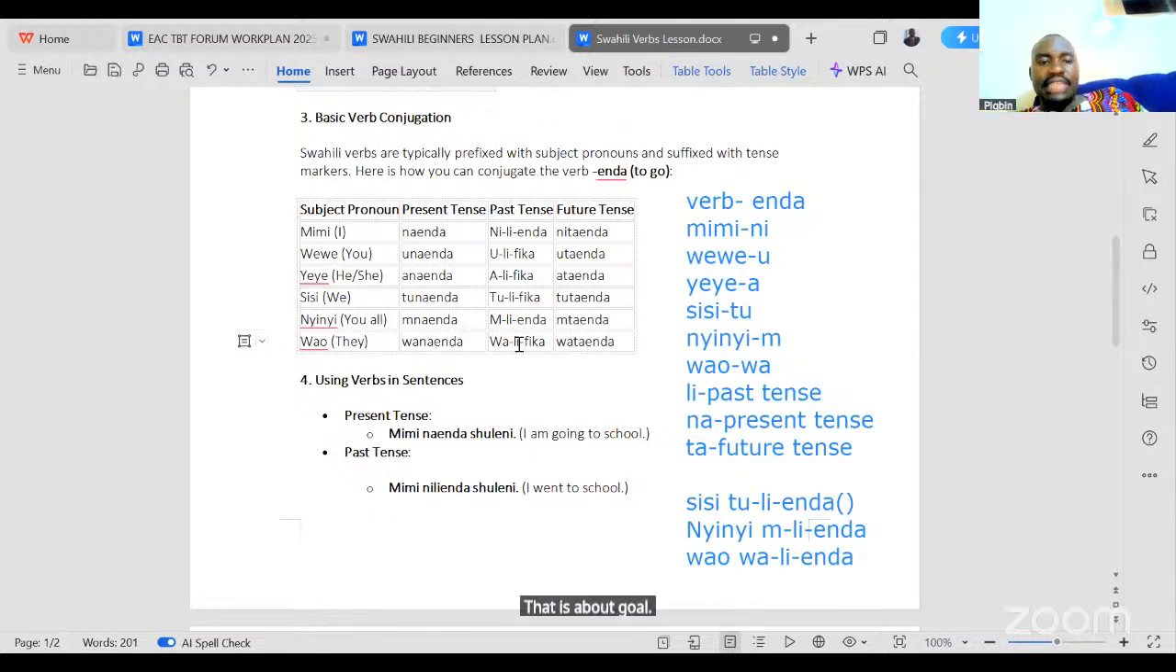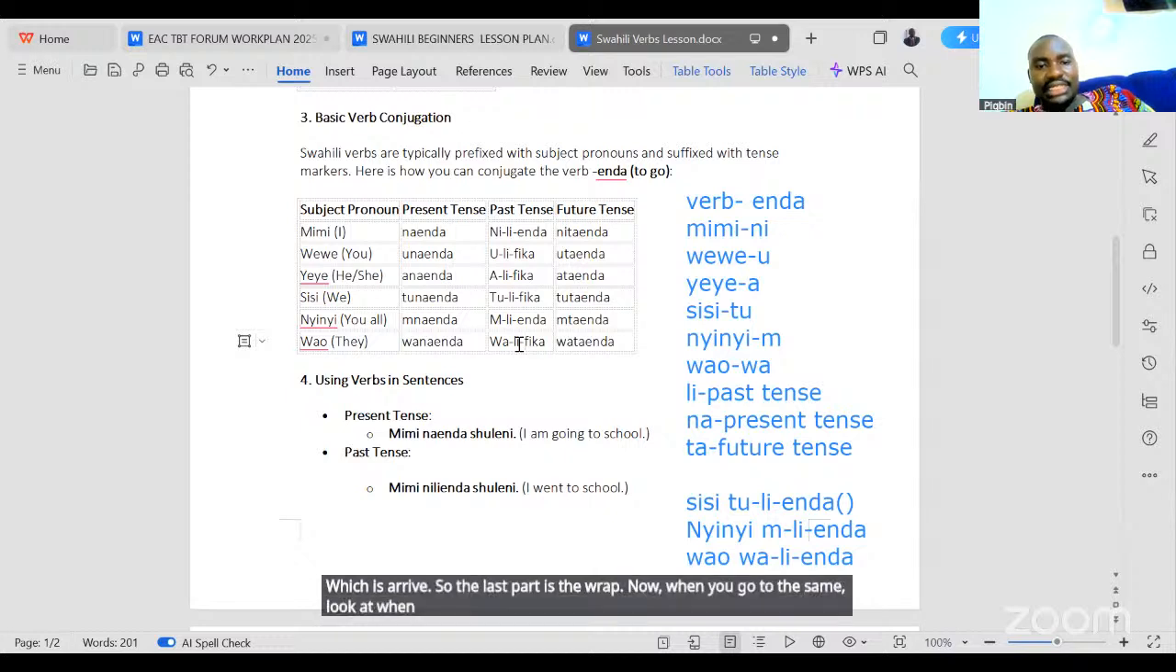Enda. In the second sentence, the verb is fika, which is arrive. So the last part is the verb. Now, look at when you go to the future tense, the last chart.